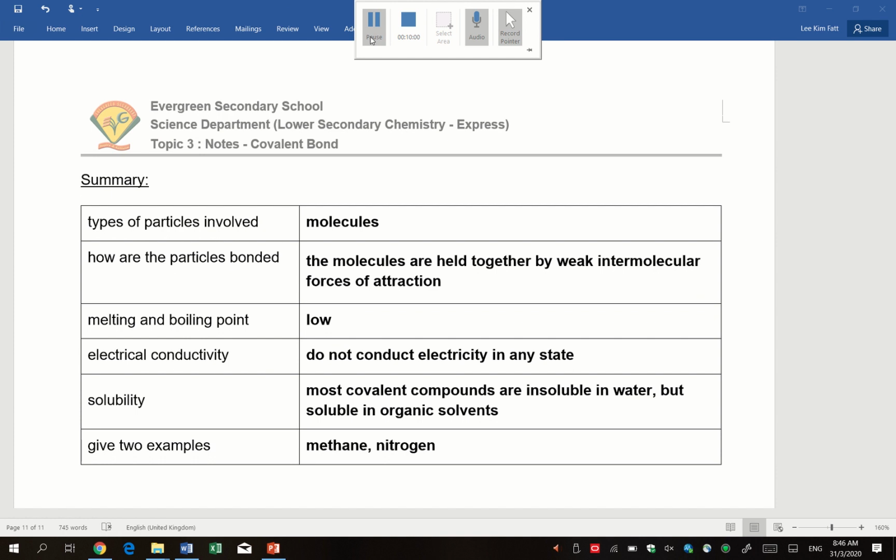Okay, now please check your answer. So, quick summary, covalent bond, type of particles involved, we are looking at molecules. How the particles are bonded: they are held together by weak intermolecular forces of attraction. They have low melting and boiling point, do not conduct electricity in any state, and they are insoluble in water, soluble in organic solvent. So two examples are basically methane, nitrogen, oxygen, hydrogen. All those are covalent substances.